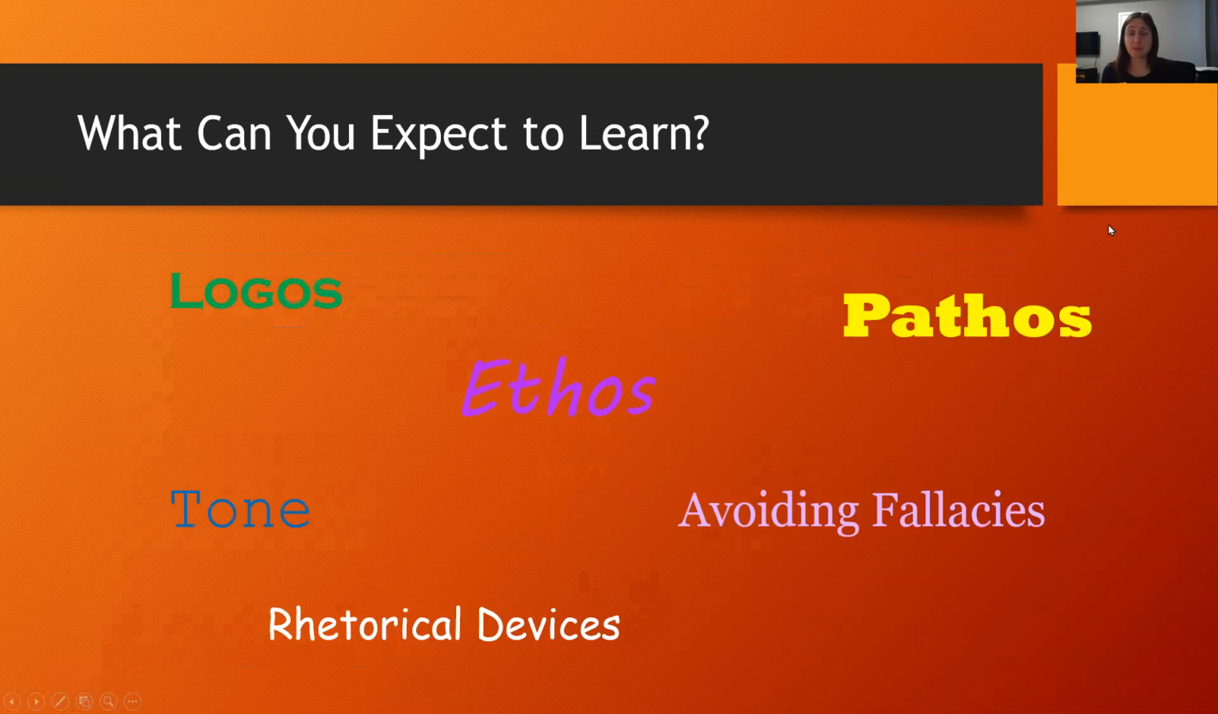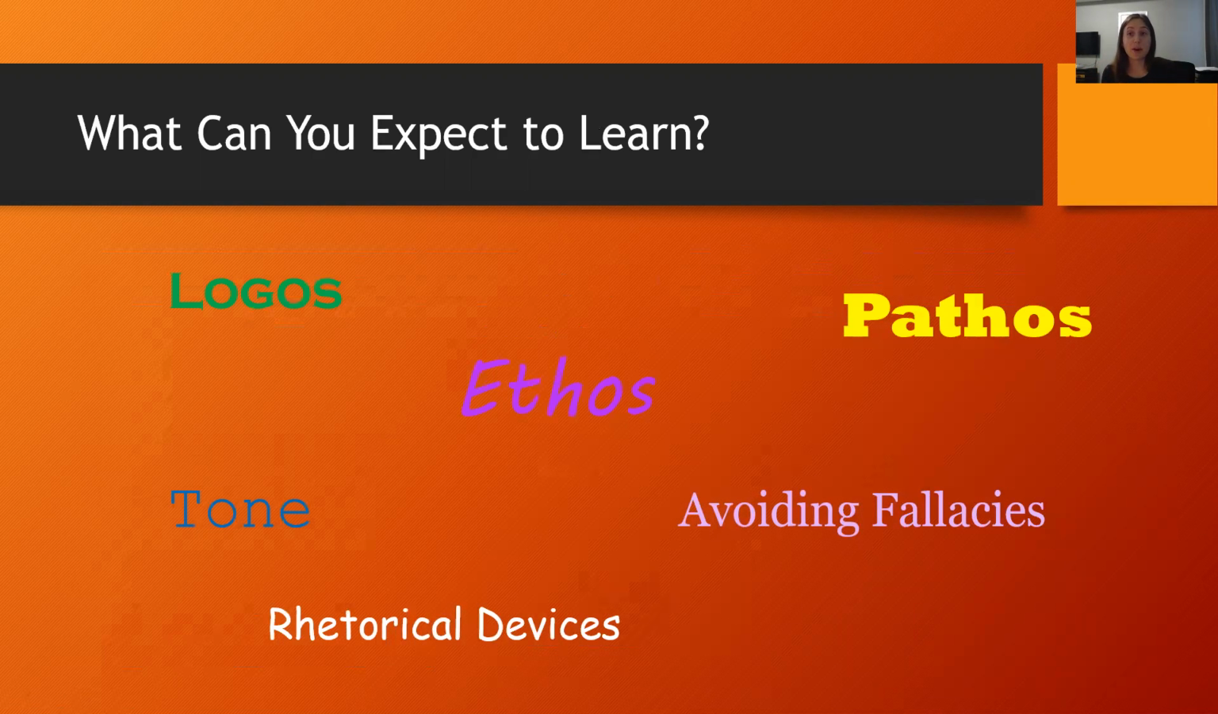So what can you expect to learn from this unit? There are a couple of key words that are located in your assignment instructions for the final argumentative essay that I want to pull out. So we have logos, ethos, and pathos. These are considered to be the foundation or the pillars of argumentative writing, and we're going to be going really in depth with those. I'm going to be talking about different rhetorical devices that you can use in order to make your writing really effective.